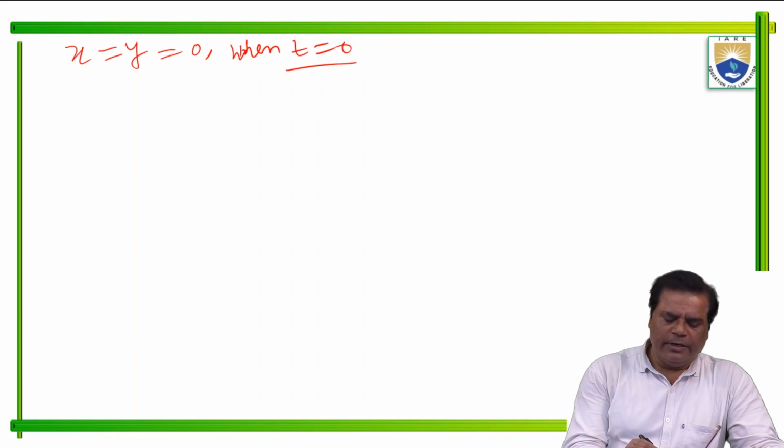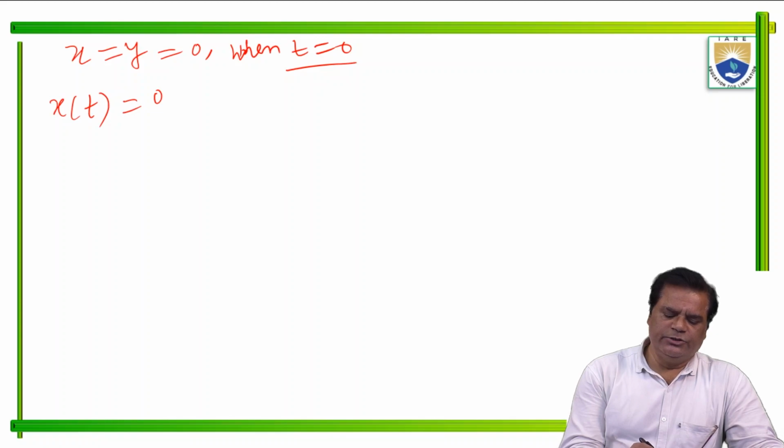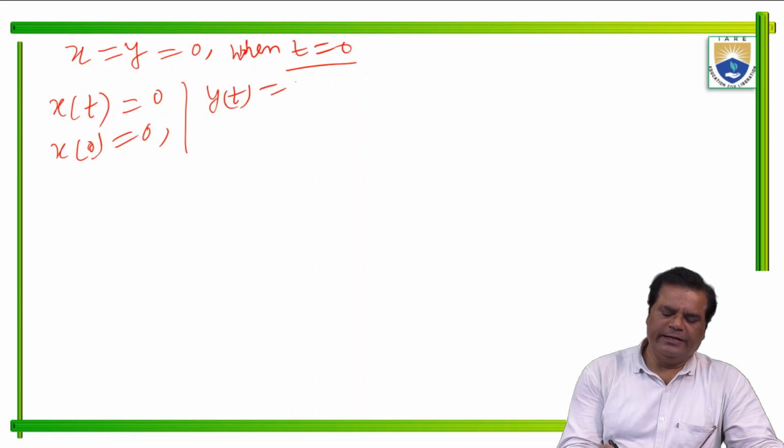So now x means x(t), a function of t. Putting t = 0, so x(0) is 0. Next, y(t): t is 0 here, given y(0) is 0.